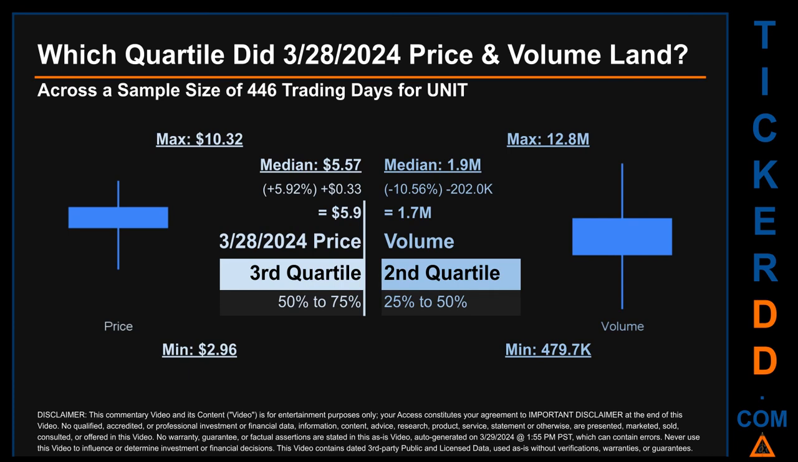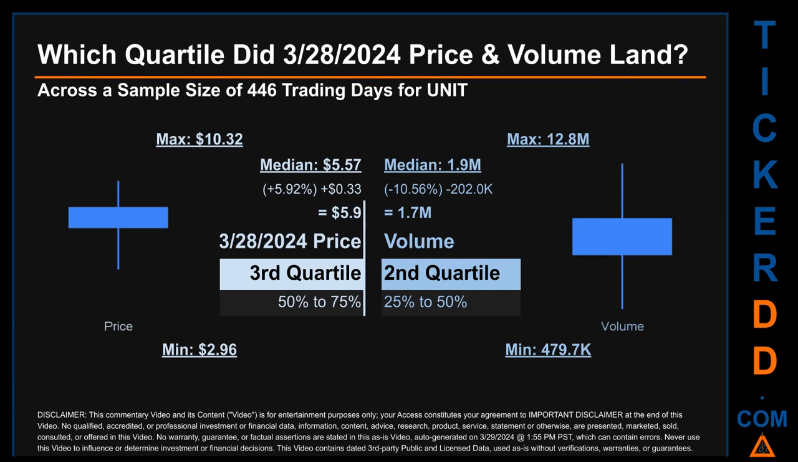Which quartile did March 28, 2024 price and volume land? Across a sample size of 446 trading days, the maximum end-of-day price for UNIT was $10.32 while the minimum was $2.96. Within that price range, March 28, 2024 price, of $5.09, landed within the third quartile, placing it within the 50% to 75% range of all sampled end-of-day prices.